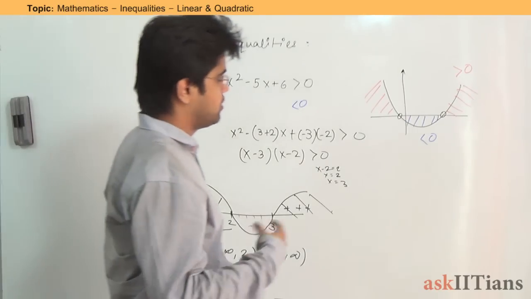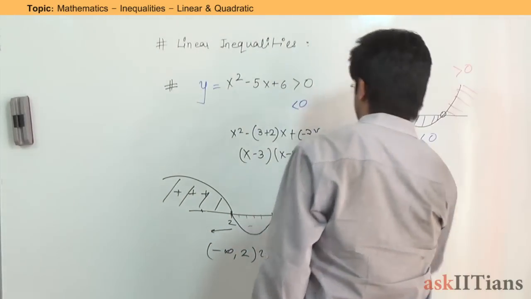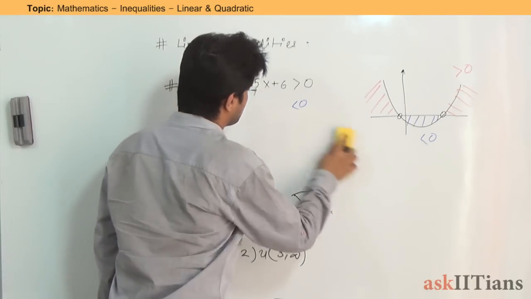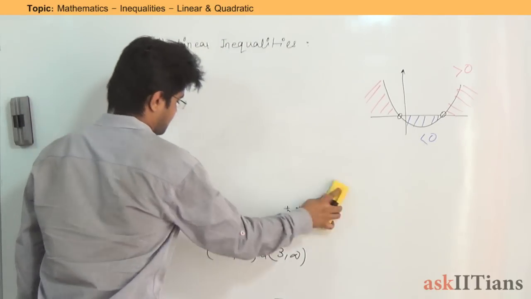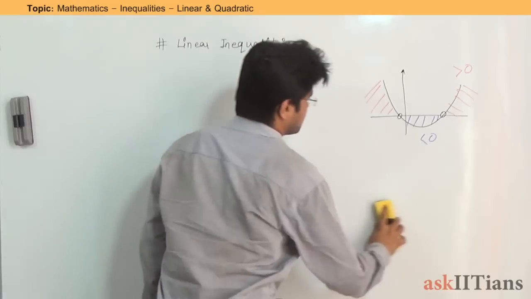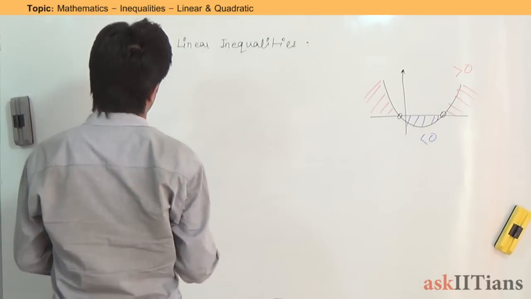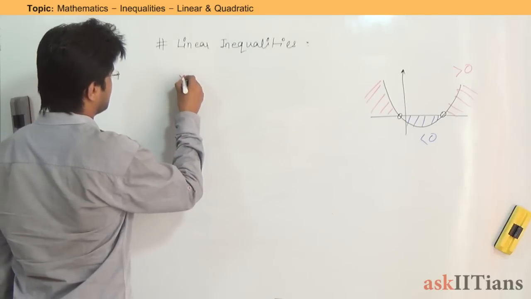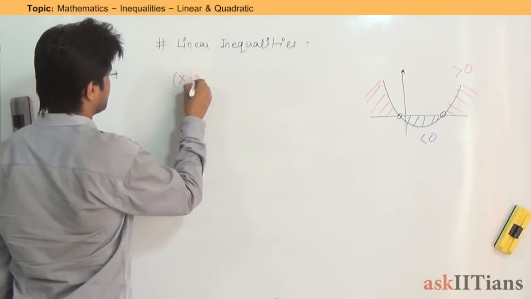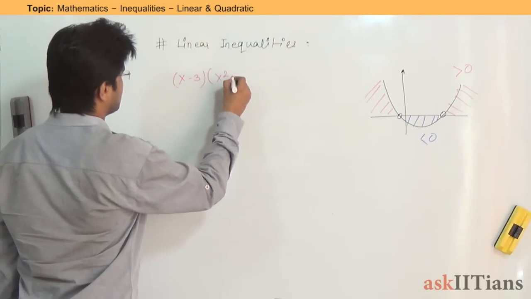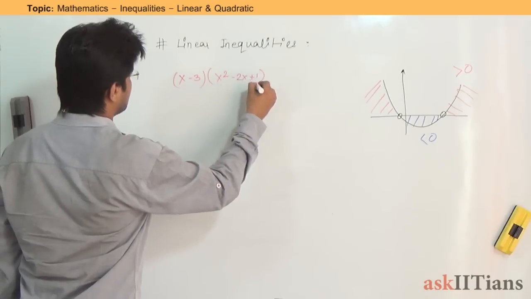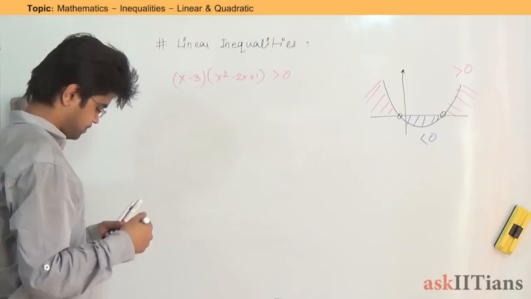Now let's take some other cases. Let's take the case of repeated roots. Suppose that I have an equation like this: x minus 3 times x square minus 2x plus 1. I want it to be greater than 0.